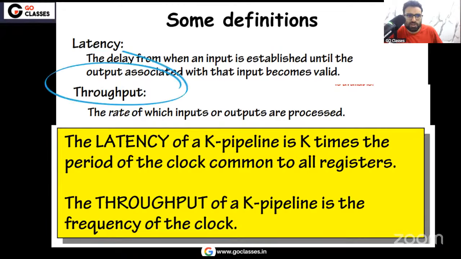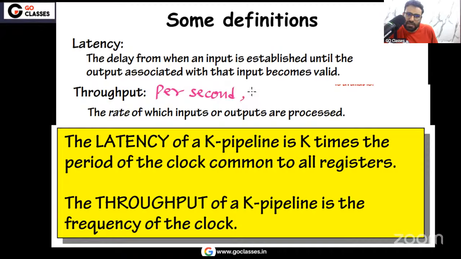And what is throughput? Throughput means per second how many instructions are completing. Throughput simply means per second how many instructions complete.